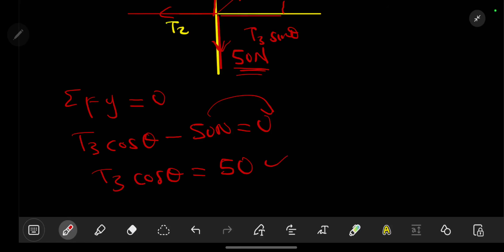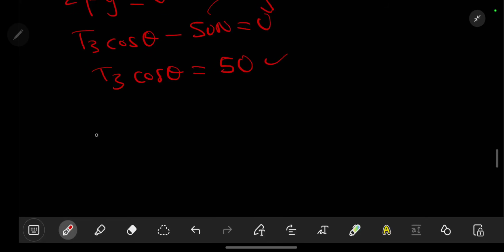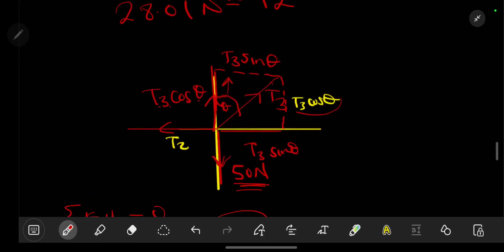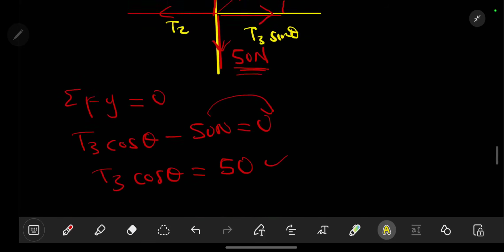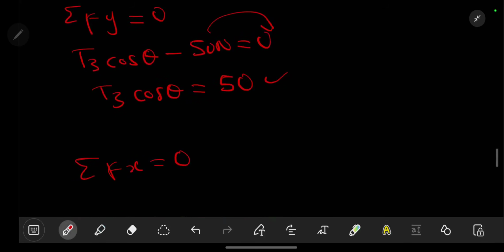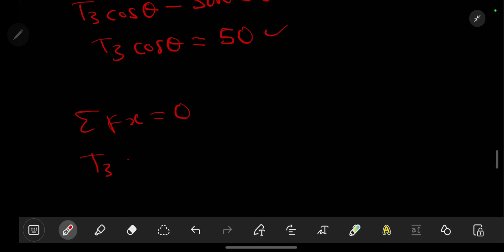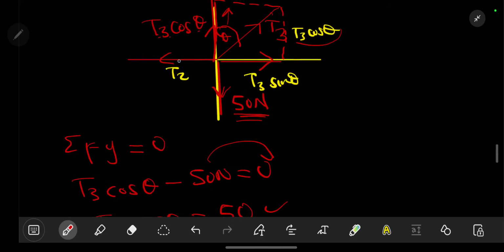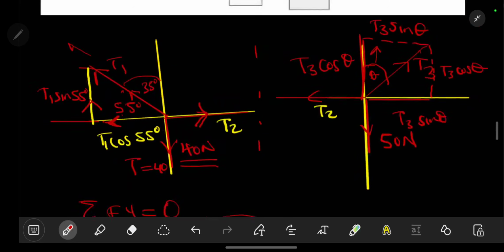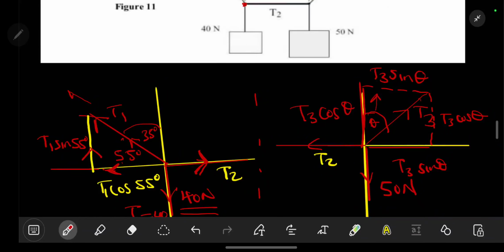Then we don't know theta, we don't know T3. So we are going to go for the summation of forces in the x. So the summation of forces in the x is equal to 0. Which forces are those? There is the force that is pulling in this direction, and this force is our T3 sine of theta. So we can say our T3 sine of our theta minus the one that is pulling in this direction is our T2. So remember, T2 is changing direction. For this one it's going in this direction, for this other one it's going in that direction.